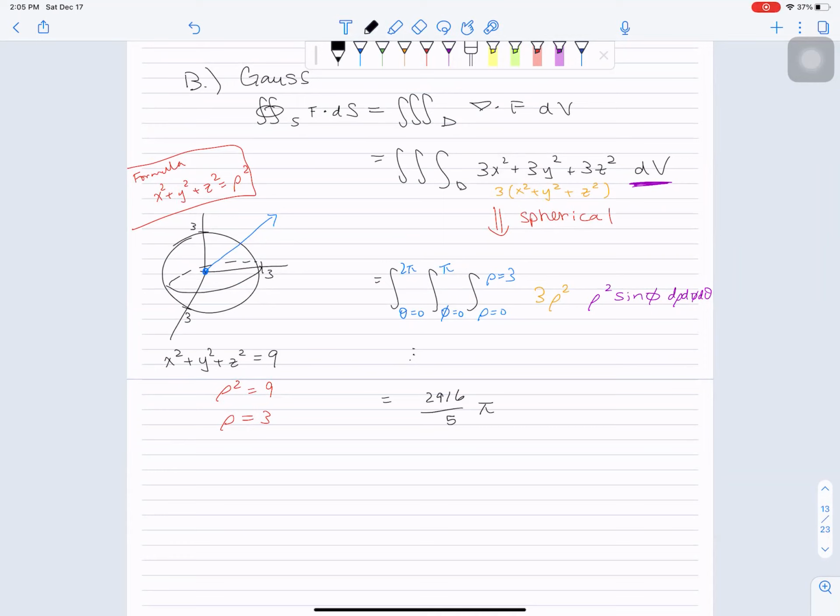So I have a question in the chat. Should we memorize the spherical equations? I would recommend looking at the study guide. I'm not sure if it says you have to there.